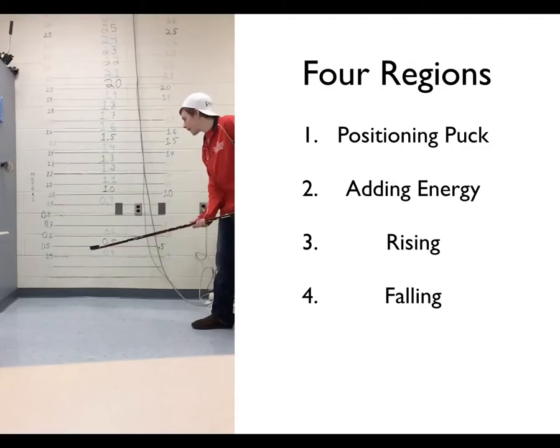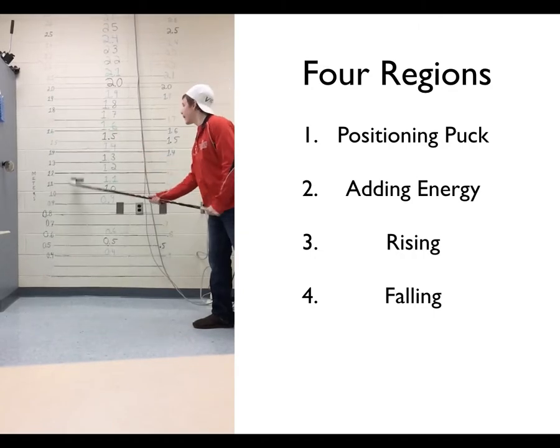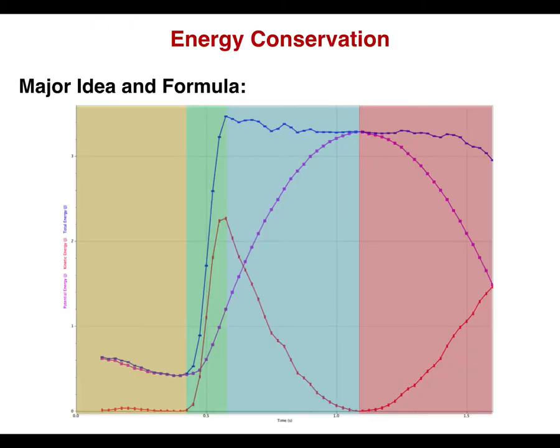Okay, you want to watch this video of Trevor throwing the puck vertically, and there's 4 different regions you want to focus on. 1 is when he's positioning the puck. 2 is when he's adding energy, 3 is when it's rising, and 4 is when the puck is falling. Okay, when we graphed this out in LoggerPro yesterday, we got a graph that looked like this.